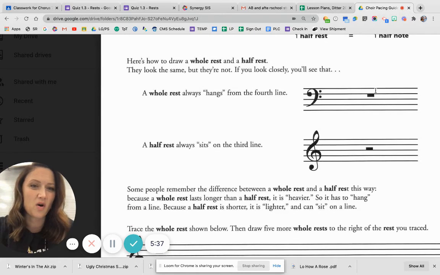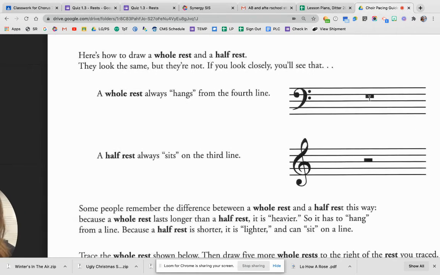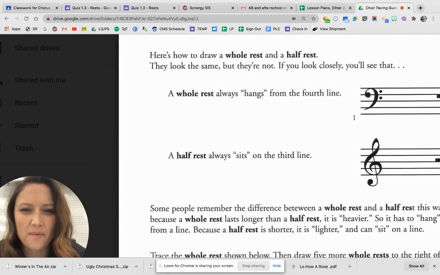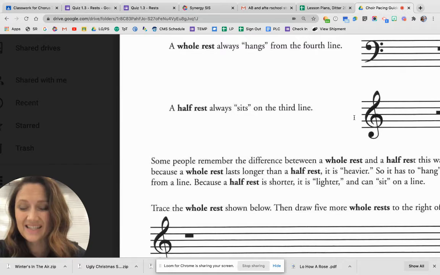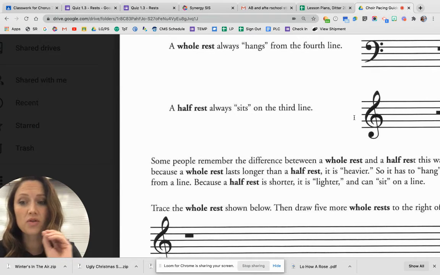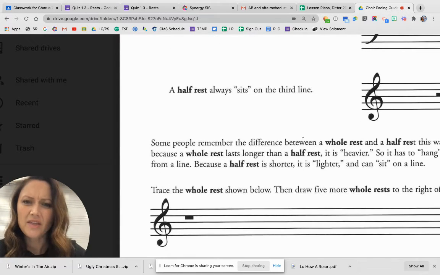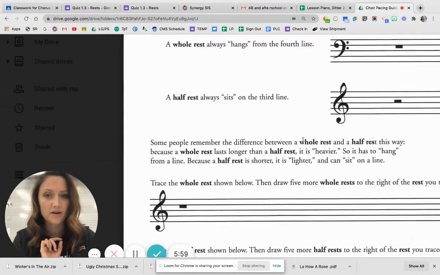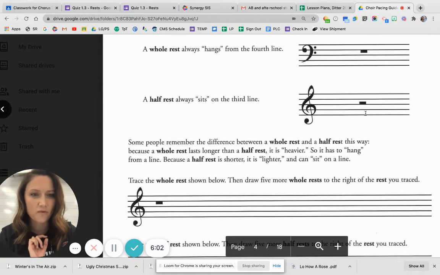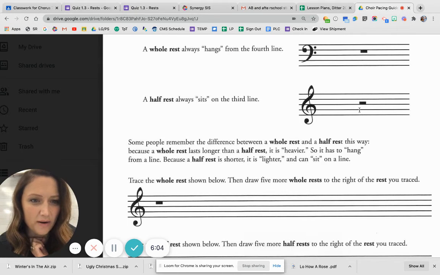Notice how the whole rest hangs from the 4th line. I'm circling it right here, counting up 1, 2, 3, 4, 5 on the 4th line. The whole rest hangs from the 4th line. Say that out loud with me. The whole rest hangs from the 4th line. The half rest always sits on the 3rd line. Let's take a look at that. So if we count from the bottom to the top, 1, 2, 3, that's the 3rd line.